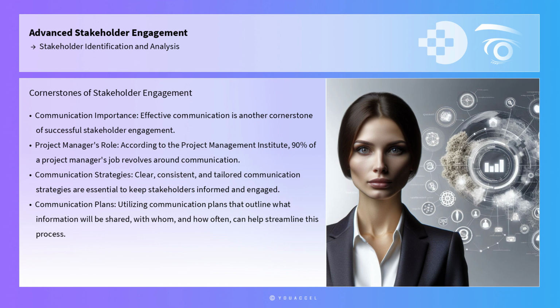Effective communication is another cornerstone of successful stakeholder engagement. According to the Project Management Institute, 90% of a project manager's job revolves around communication. Clear, consistent, and tailored communication strategies are essential to keep stakeholders informed and engaged. Utilizing communication plans that outline what information will be shared, with whom, and how often can help streamline this process. For example, a monthly newsletter could be an effective way to keep all stakeholders updated on project progress.